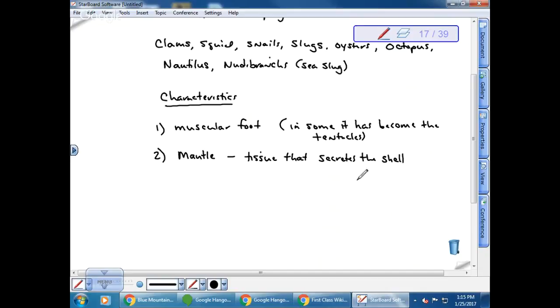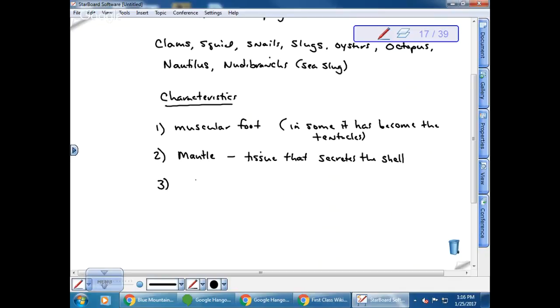So even though some of these organisms have a dramatically reduced shell or have lost their shell, like slugs, right? Slugs do not have a shell. They still have a mantle. And we'll talk about its function in terms of terrestrial slugs, and they actually use their mantle to breathe, okay?